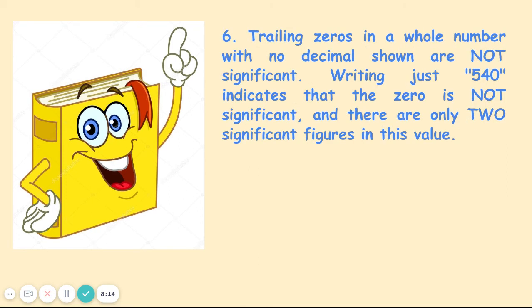Rule number 6. Yung rule number 6 naman natin, yung trailing zeros. So, trailing zeros in a whole number with no decimal shown, so walang decimal point, are not significant. Writing just 540 indicates that the zero is not significant. And there are only 2 significant figures in this value. So, kanina, yung 540 natin, 540 point, 3 significant figures yun. Pag hindi natin nilagyan ng point, hindi siya 3. 2 lang siya. So, okay? Not significant na po yung zero na yun pag walang decimal point.